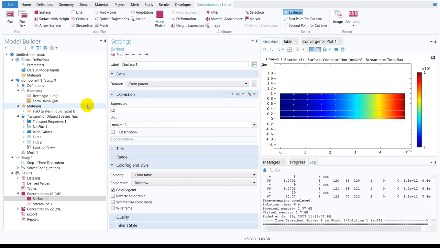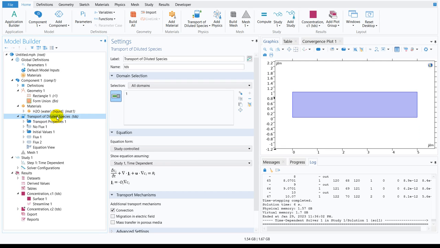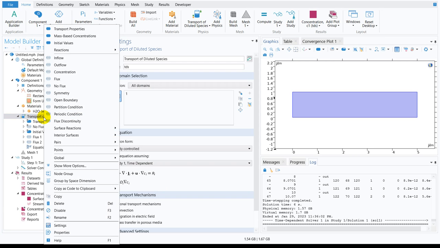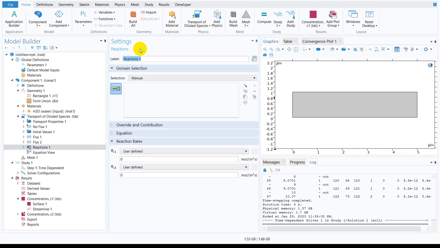Now in today's video, I will also talk about how to use this option RI. This RI actually indicates the reaction term, and if you right click on this transport of diluted species, you will get a reaction term. You can see here, and I can actually put a reaction node here and say a reaction is happening at the middle.